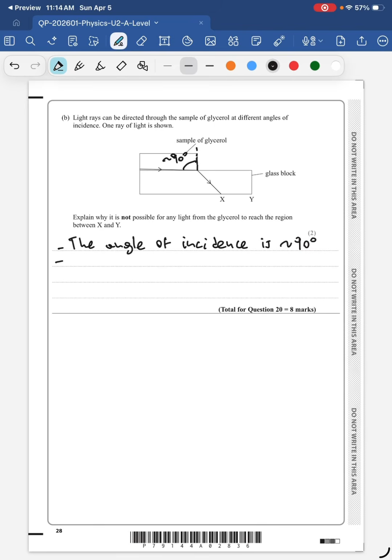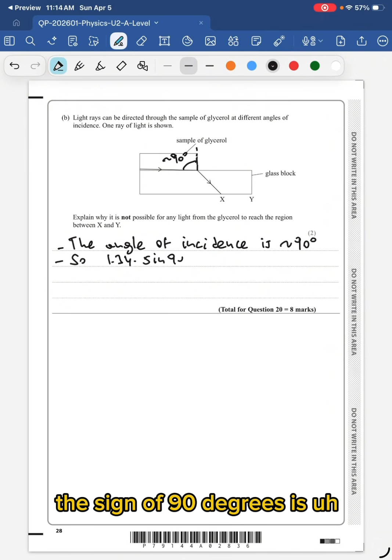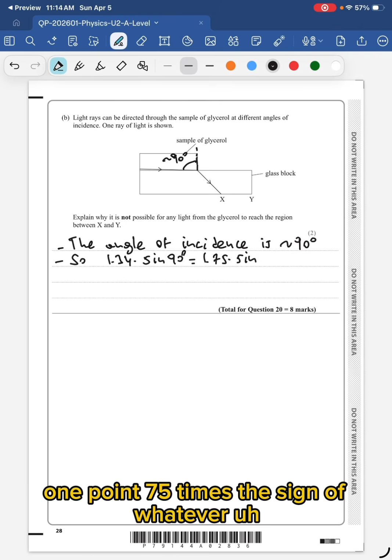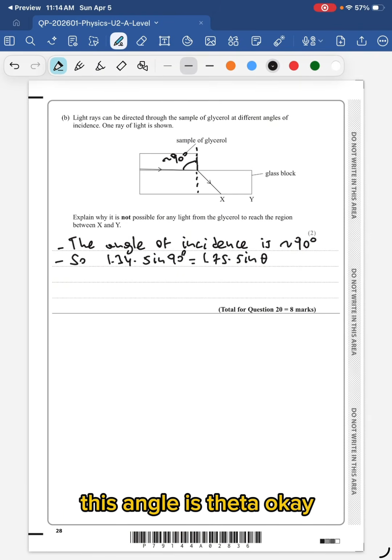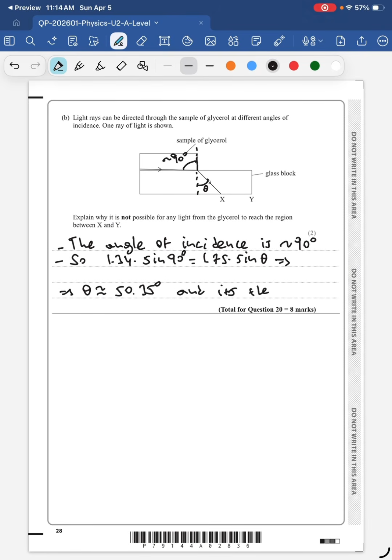So 1.34 times the sine of 90 degrees is 1.75 times the sine of whatever this angle is, theta. So theta is about 50.35 degrees, and it's the max possible angle.